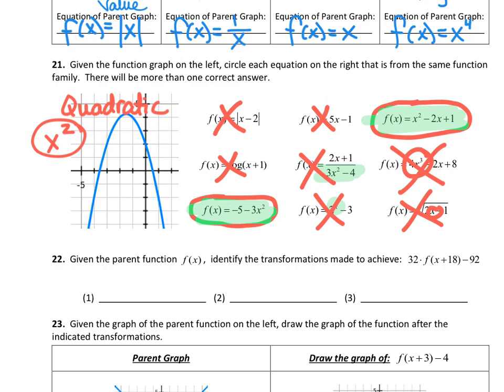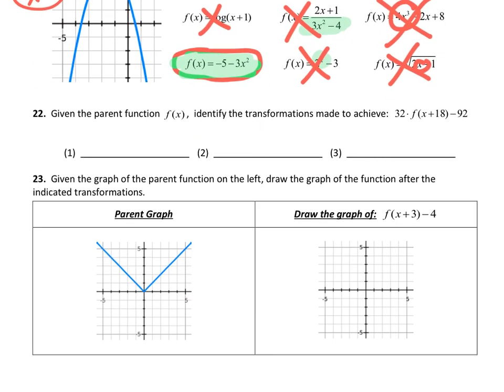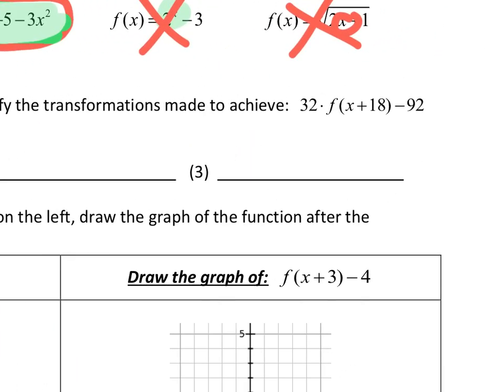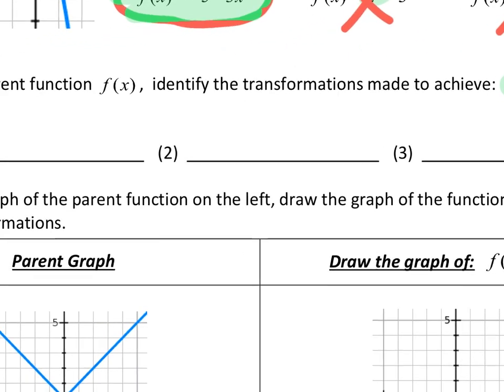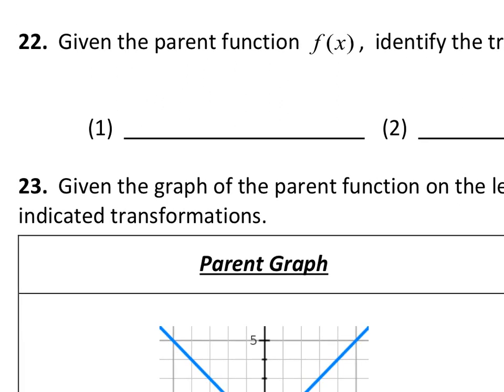Now let's move on to some transformations. If you look at this equation, you should see three things. You see 32 multiplied out in front. You see an 18 added inside of parentheses. And you see a 92 subtracted outside of the parentheses. Now we're going to go from left to right. So let's start with the 32.